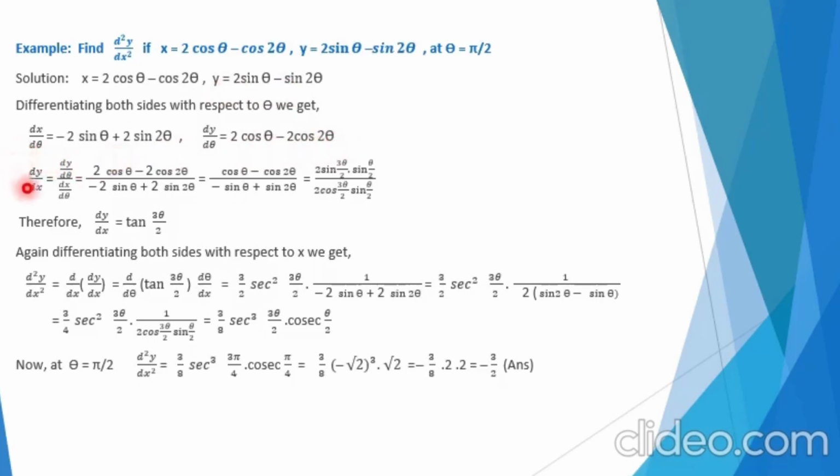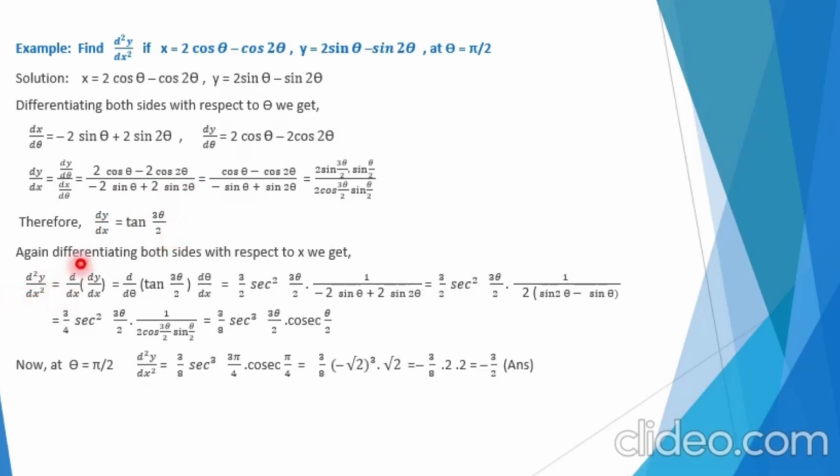Now to find dy dx, we can write dy dx as dy d theta divided by dx d theta. That is equal to dy d theta, which means 2 cos theta minus 2 cos 2 theta, and dx d theta, which means minus 2 sin theta plus 2 sin 2 theta. Therefore dy dx will be 2 cos theta minus 2 cos 2 theta by minus 2 sin theta plus 2 sin 2 theta. After simplification, we get dy dx equal to tan 3 theta by 2. Now we will find d2y dx2.